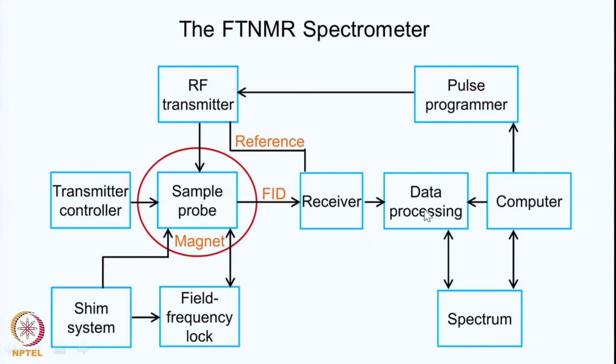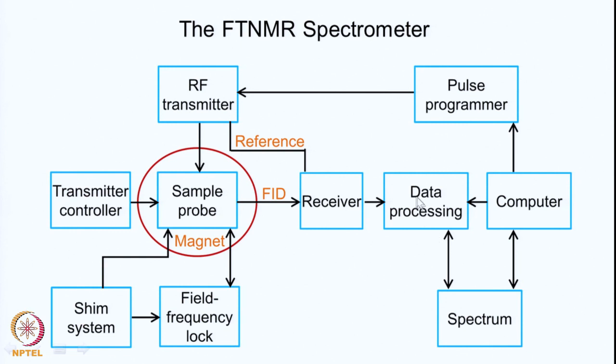Why do you need the computer? Because you need precise control. You have a pulse programmer which generates the RF pulse and sends it here. The pulse is of the order of microseconds, 10 microseconds, 10.2 microseconds, 1.2 microseconds. That precision and timing control is required, and therefore the central element of the spectrometer is the computer. The computer can manage all of this.